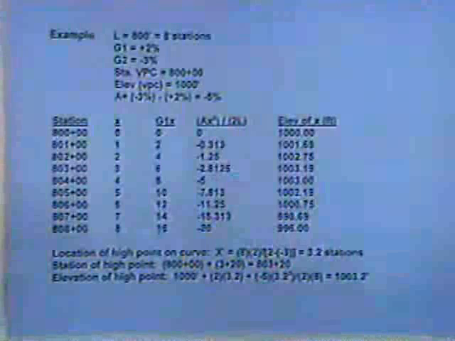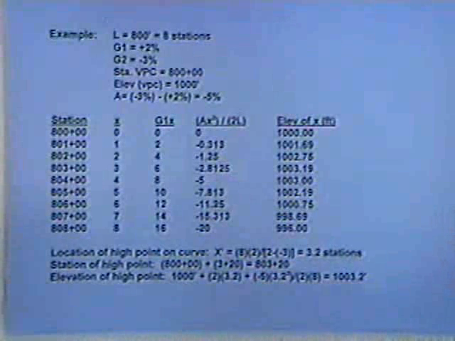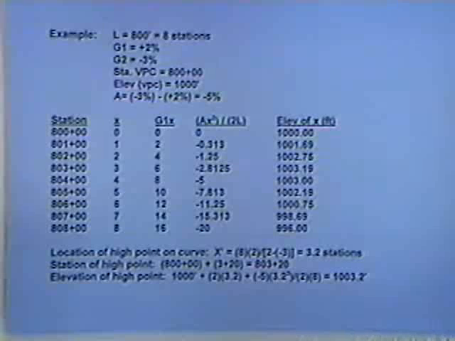So when you look at these things down here, you'll notice at the bottom of the example problem that I'm giving you, you'll see these different stations. They go from 800 up to 808. That's the 800 feet length of the curve. X is the horizontal distance from the point of vertical curvature to that particular point on the curve. Notice the first one is 0 because 800 is where the curve starts. 801 is one station horizontal distance from the PVC, and all the way up to 808, which is 8 stations away.